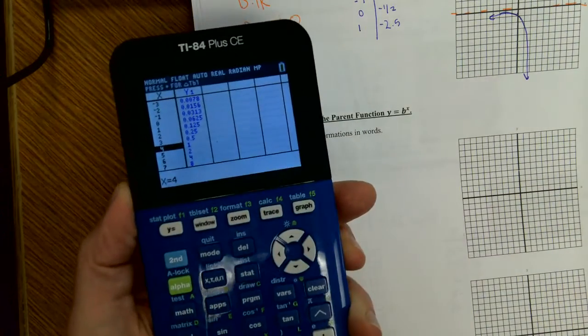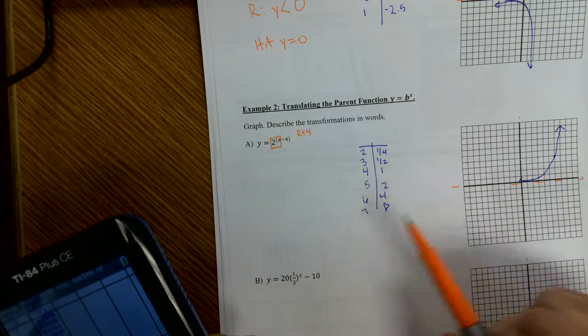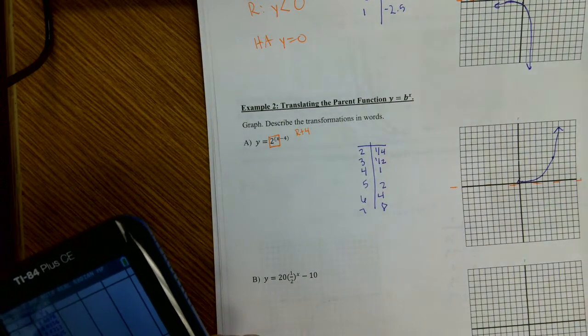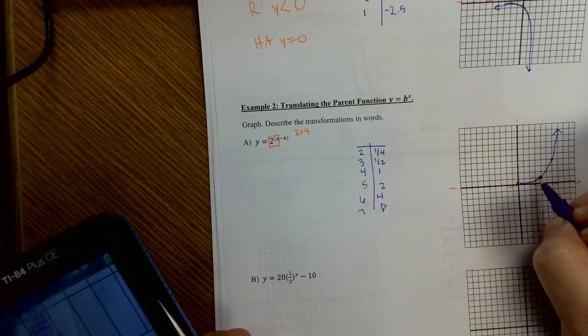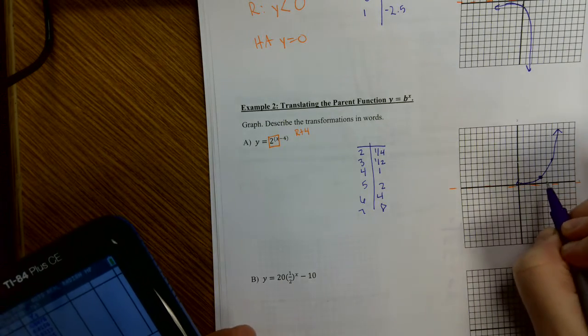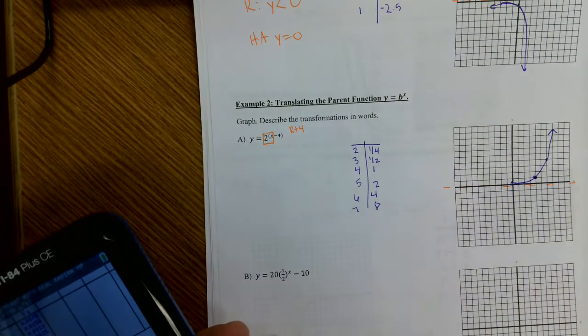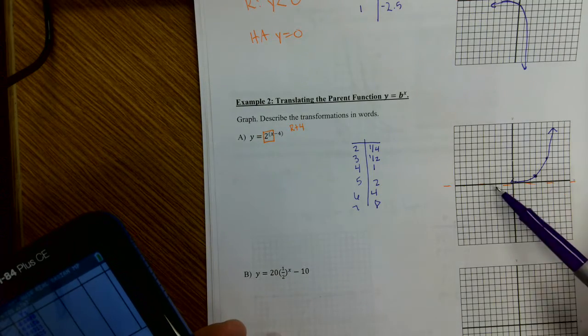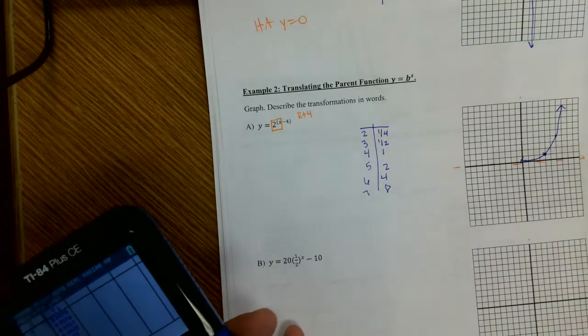So if I write down my table, so here's my table. Noticing that this is what moves to the right. So this point typically is here at 0, 1, but now it's shifted to the right 4 because of this, so that original point. And it still hugs that x-axis.